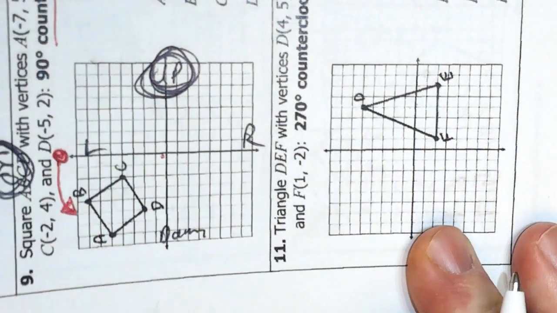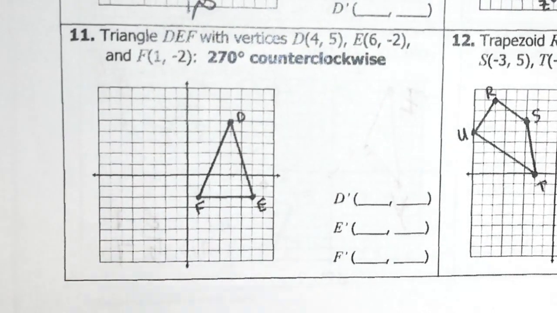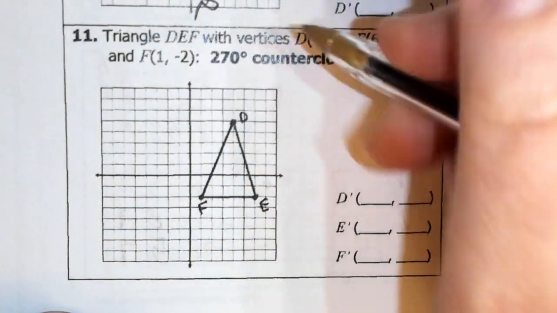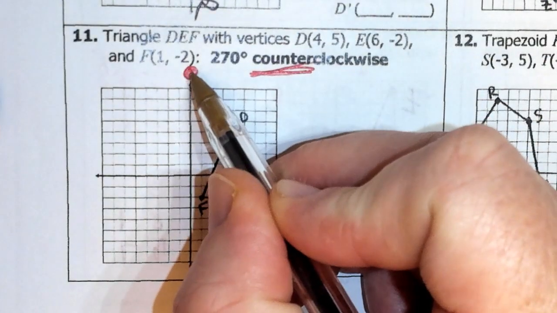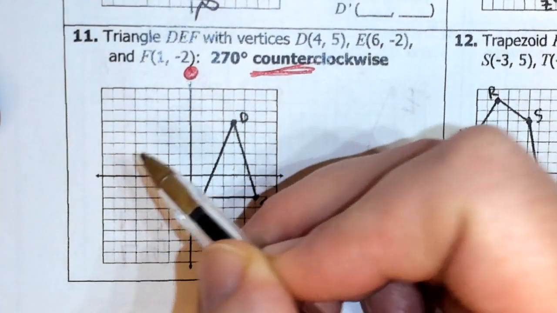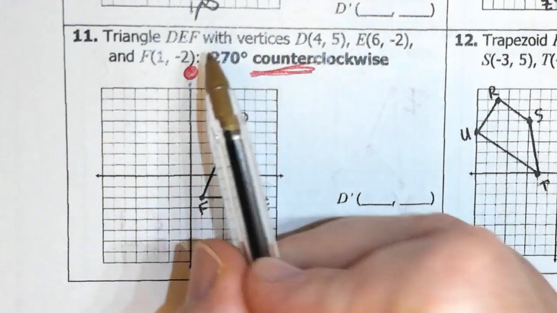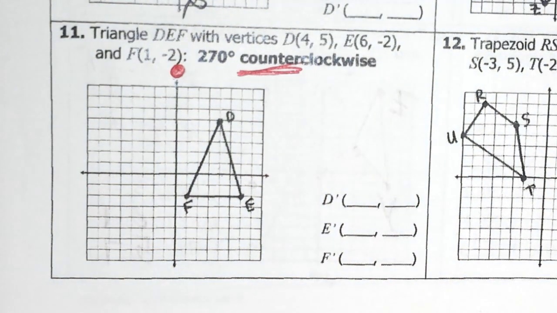Okay, and let's try one more. Let's go ahead and go to number 11. So on number 11, did they say to go with the clock or against the clock? They said counter. All right, so are you going to go towards 1, 2, 3 with the clock, or are you going to go 11, 10, 9 against the clock? All right, and you're going to go 270 degrees. So go ahead, turn your paper, pause the video.